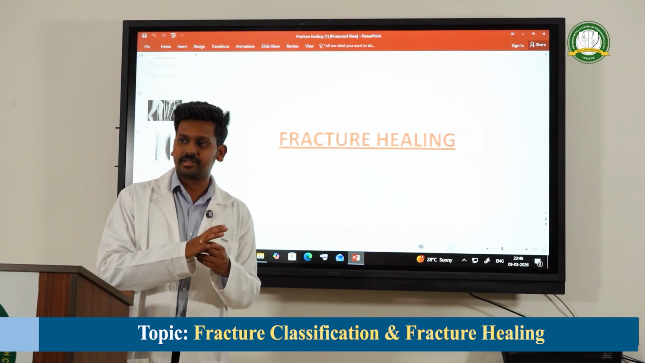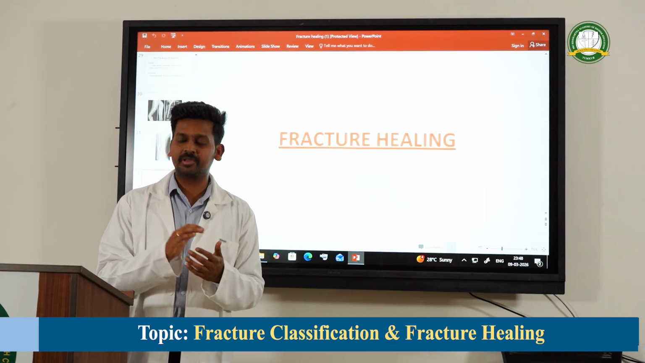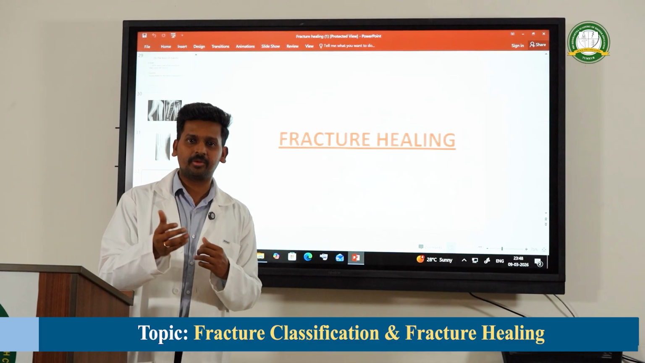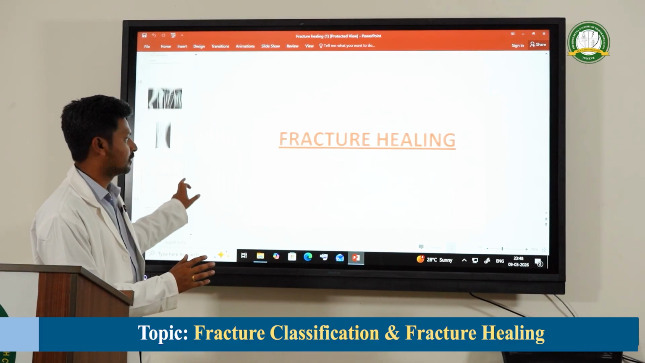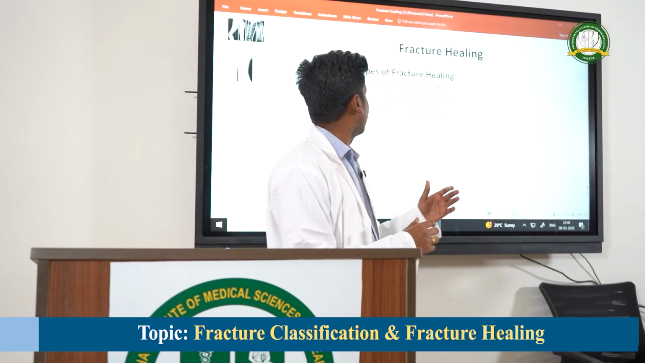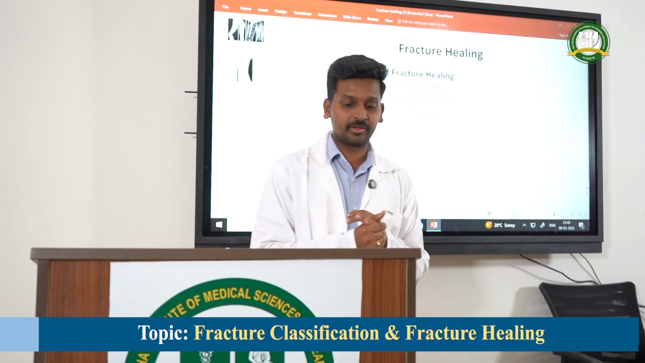We don't want the patients to be immobilized for long. That is the main goal of any orthopedician. We want the patients to get back to their activities of daily living or carry out their own activities as fast as possible. That is the main goal of any orthopedician. So, what are the types of fracture healing? There are primary healing, secondary healing, and distraction osteogenesis.